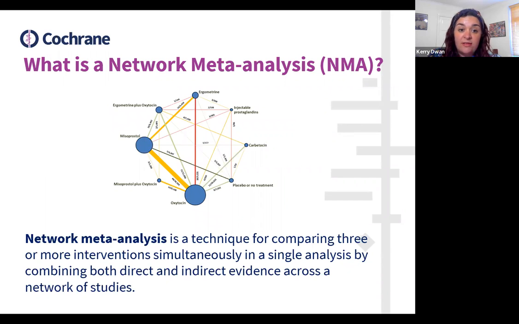Network meta-analysis, as Joanna said, is a technique for comparing three or more interventions simultaneously in a single analysis by combining both direct and indirect evidence across a network of studies. And the diagram on screen now shows you an example of a network.